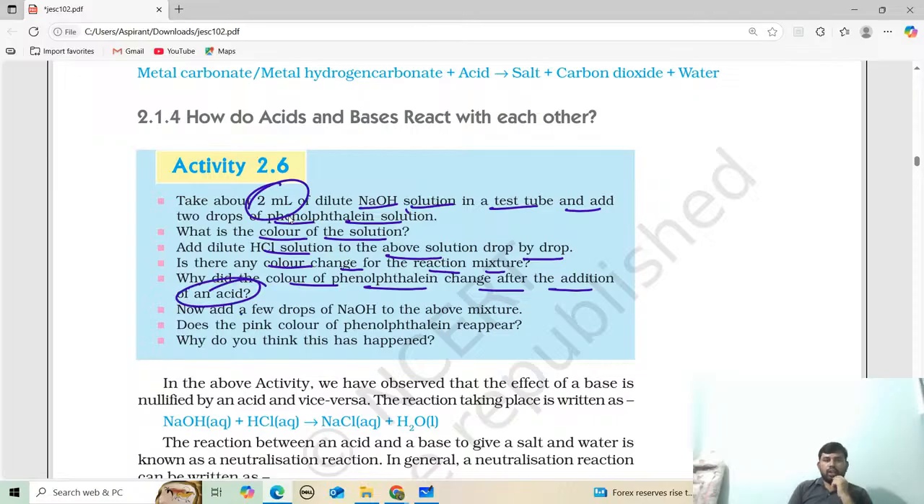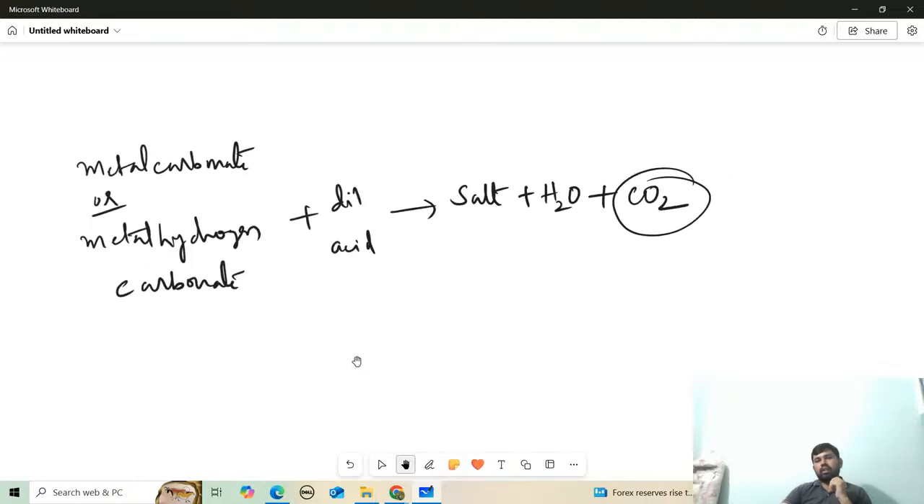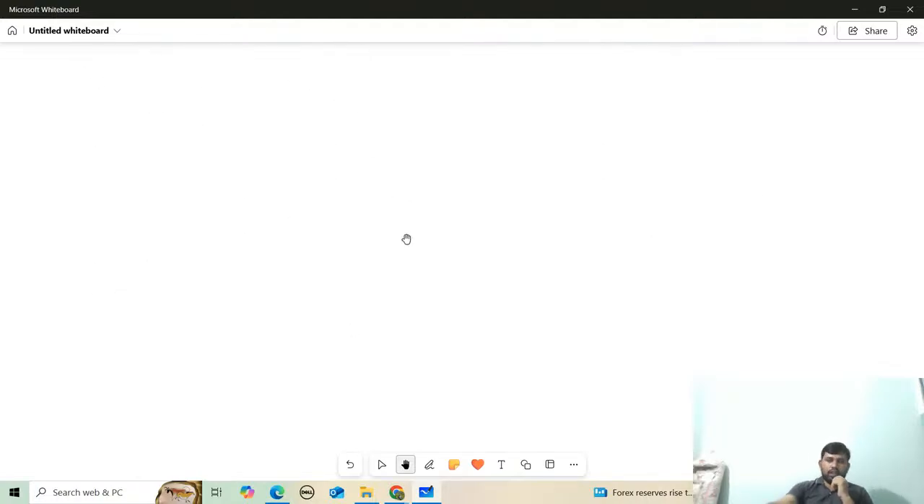And now add 12 drops of NaOH to the above mixture. Does the pink color of phenolphthalein reappear? Why do you think this happens? So they're asking here, I can understand. First they are saying to take a solution in a test tube. Try to understand here.